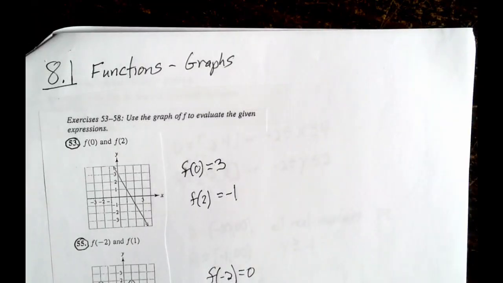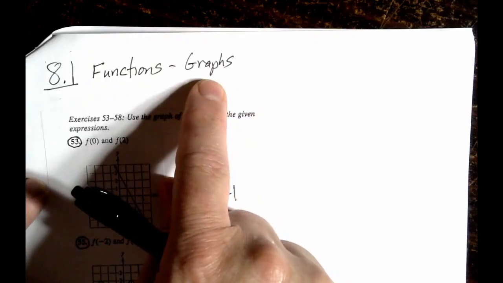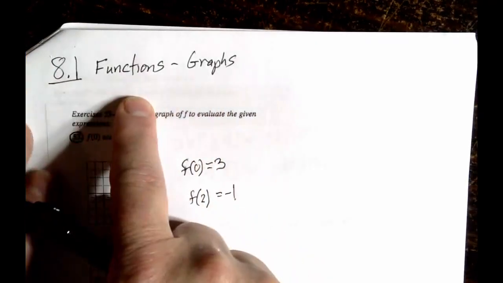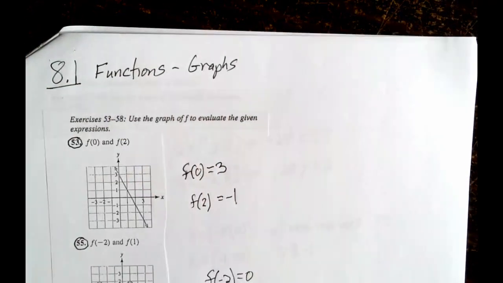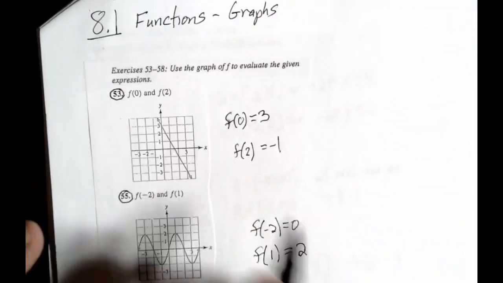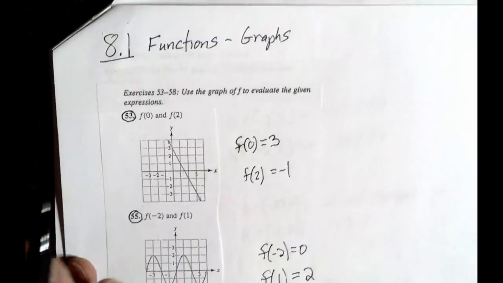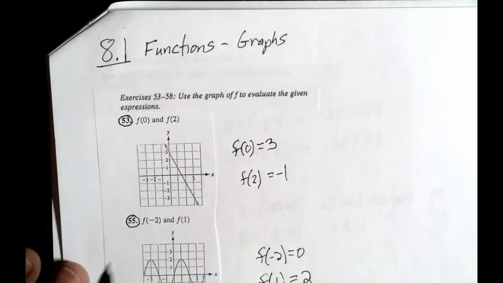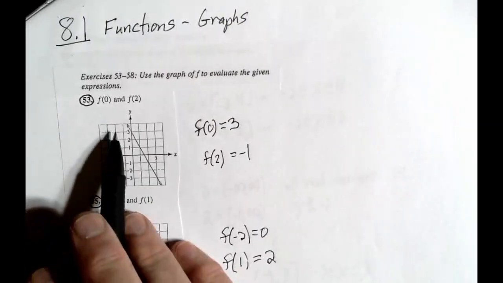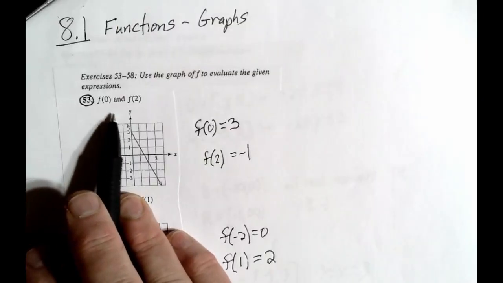Alright, this is 8.1 functions graphs. It's the second assignment out of 8.1, but it only deals with the graphing of functions. Number 53, I'm not going to go over the examples. If you want to see the examples for this section, look at the previous video. It's the same examples. Alright, so 52, they ask you to find f of 0 and f of 2.